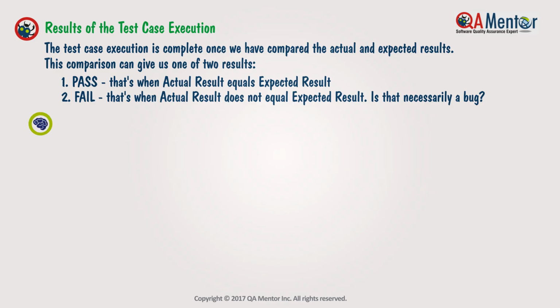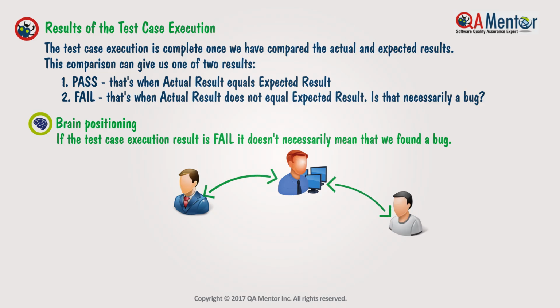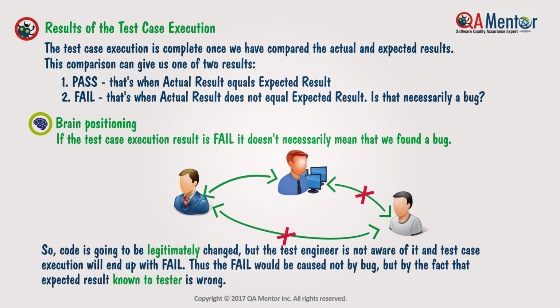Let's see. Brain positioning. If the test case execution result is fail, it doesn't necessarily mean that we found a bug. Here is a typical startup situation. Product manager communicated certain change with programmer, but none of them communicated that change with test engineer. So code is going to be legitimately changed, but the test engineer is not aware of it, and test case execution will end up with a fail. Thus, the fail would be caused not by a bug, but by the fact that the expected result known to tester is wrong.